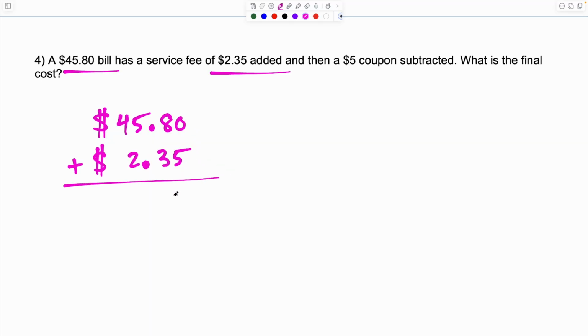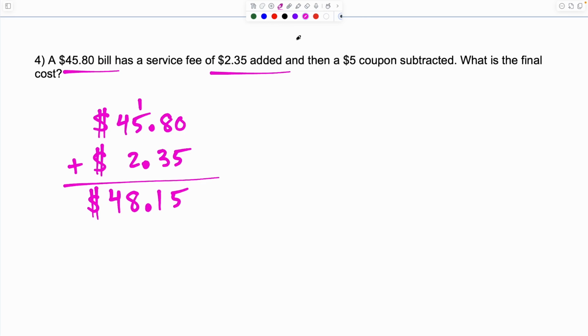We have 0 plus 5 is 5. 8 plus 3 is 11. So we put the 1 here and carry the 1 up. Decimal comes down. 1 plus 5 is 6. 6 plus 2 is 8. And then the 4 just carries down like this. Okay, so this is the new total for now.